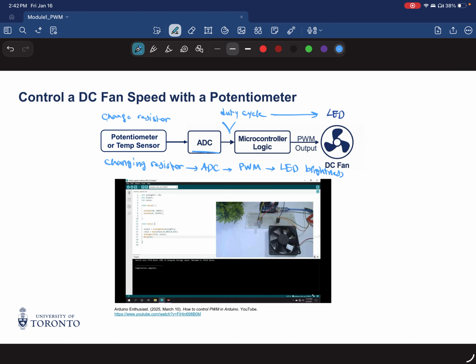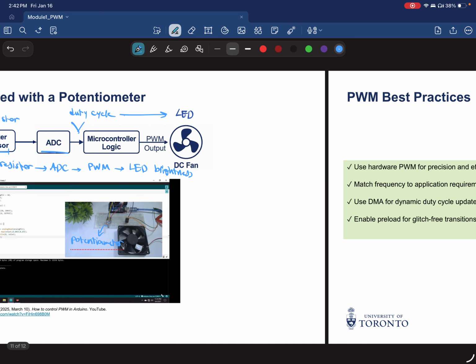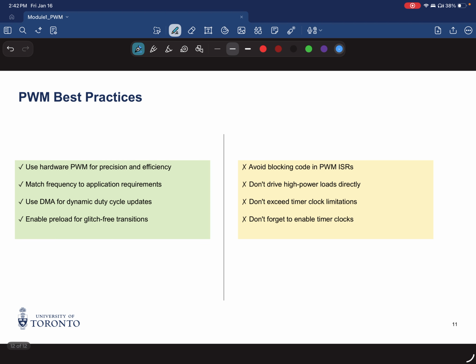Here in the video that you saw in the class, we are using the potentiometer, and then we are controlling the speed of this fan. It can be the potentiometer, it can be a temperature sensor that you have in your smart home system that controls the temperature of your room and makes sure that it is within the bound that you want. And this is it for PWM.